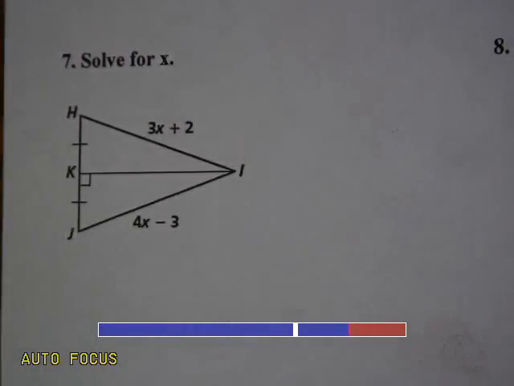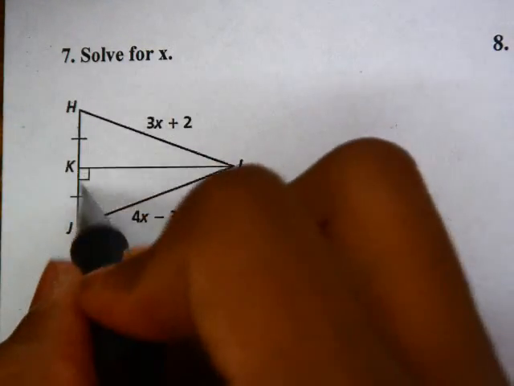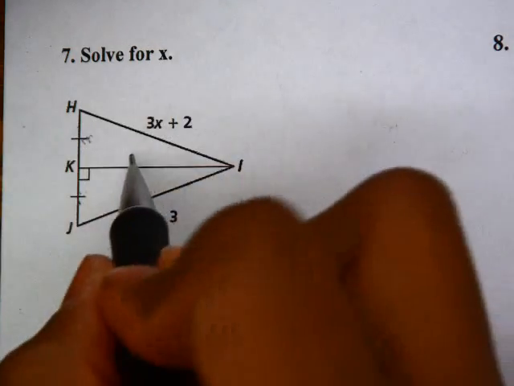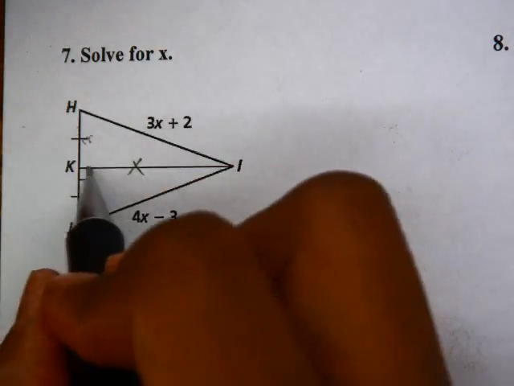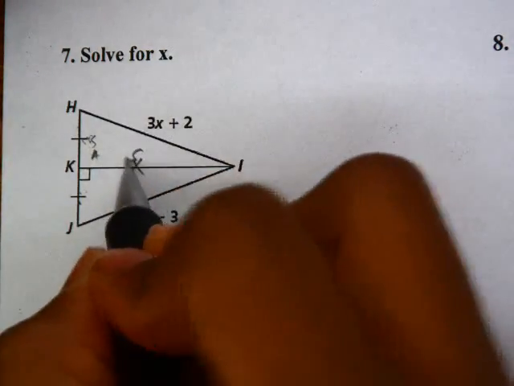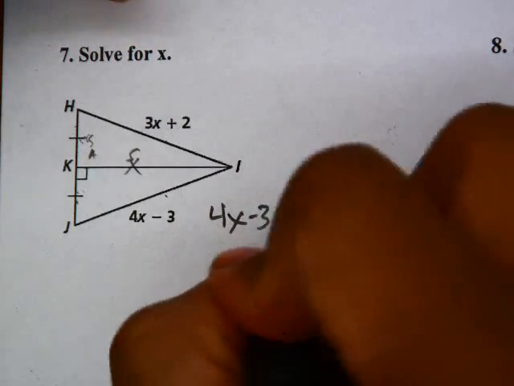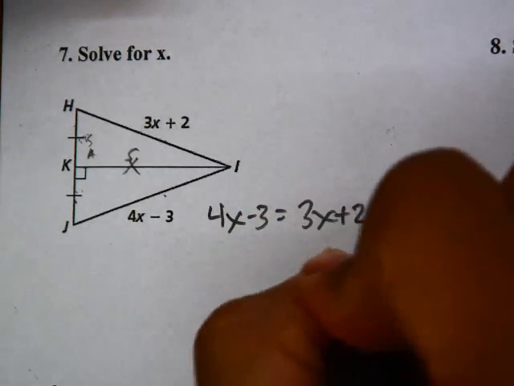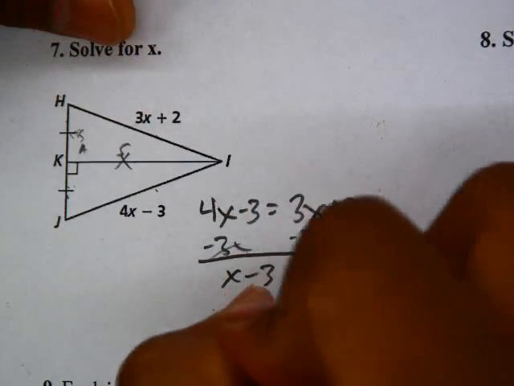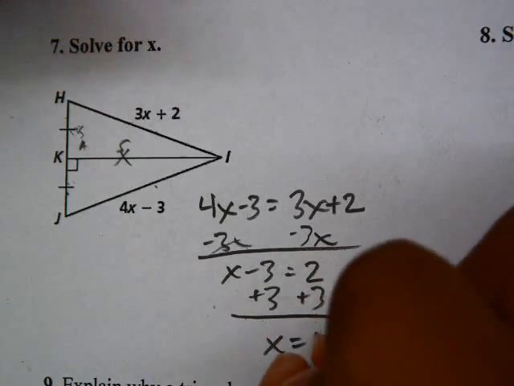Number 7 and 8, I have to solve for x. This is a perpendicular bisector. These are two equal sides right here. This side's reflexive, so we have congruent triangles by side, angle, side. So that means these parts should also be congruent. The 4x minus 3 should be equal to the 3x plus 2. So using that to solve for x, we get that x is equal to 5.